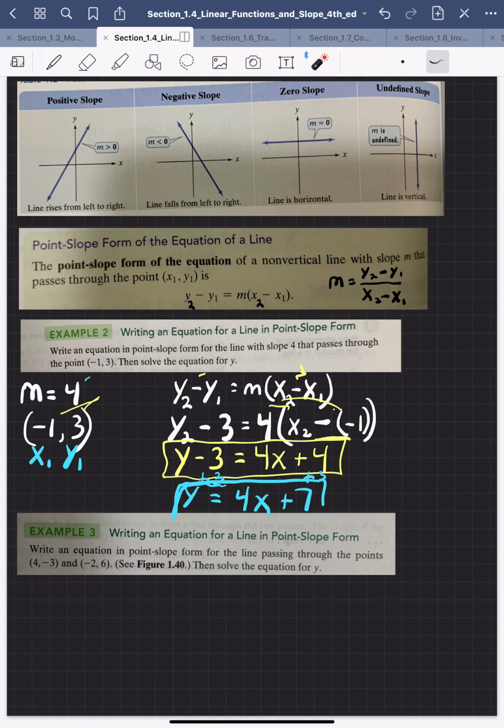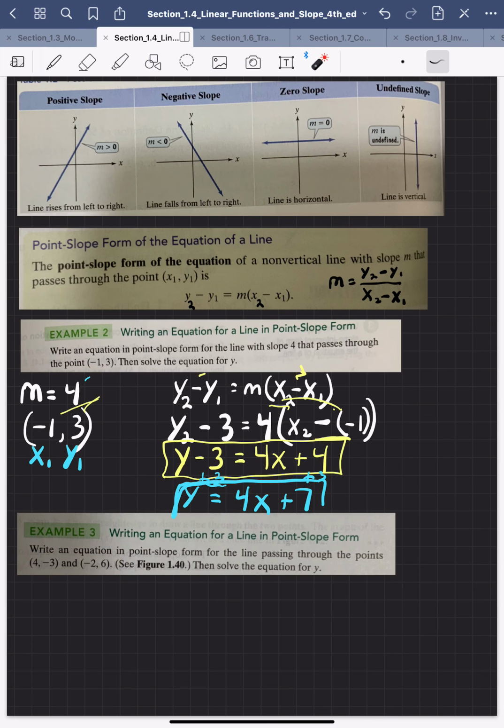Okay, so this is the point slope form. I'm going to give this form a name in just a second. But before I do that, let's jump to example 3. So it says write an equation in point slope form. Okay, so we want it to look like this. For the line that passes through the following 2 points. Wait a minute. Now, how are we going to do that?